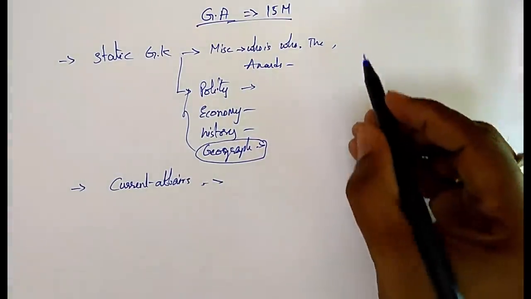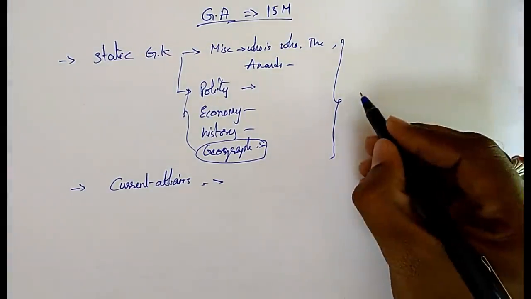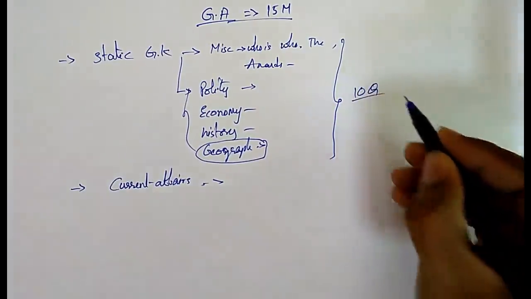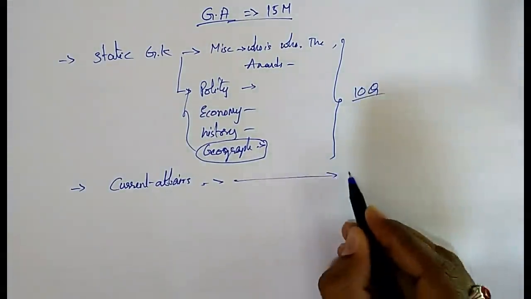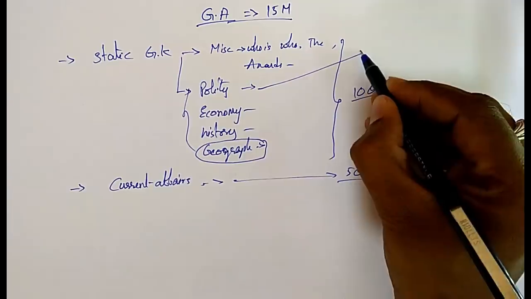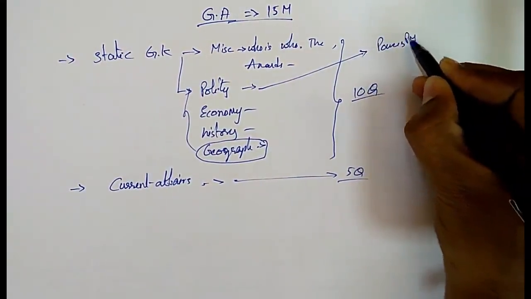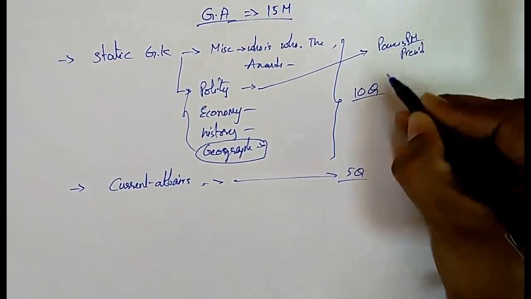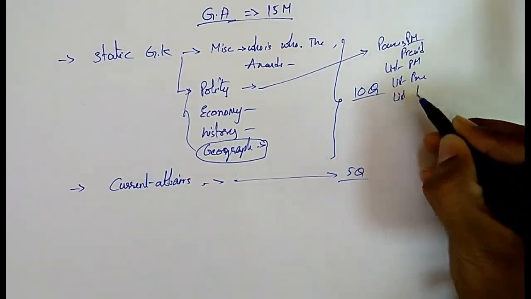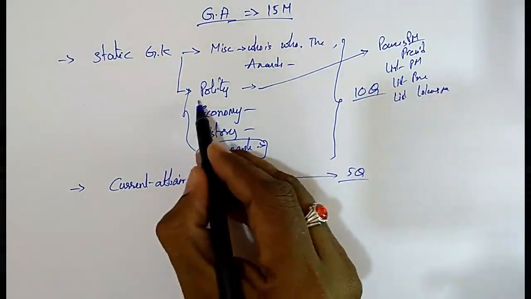We can observe all the previous papers of railway exams. They give more weightage to static GK. We can expect 10 questions from static GK and the remaining 5 questions from current affairs. In polity, the most important topics are powers of ministers, that is, powers of the prime minister, powers of the president, the list of prime ministers, list of presidents, and list of Lok Sabha speakers, like that. These are very important topics in polity.